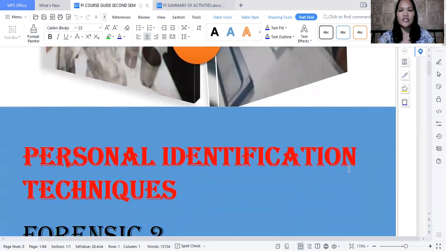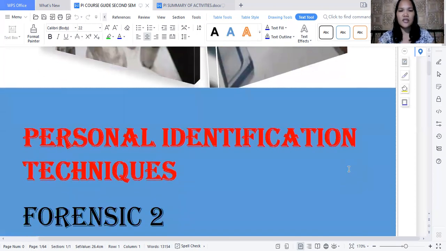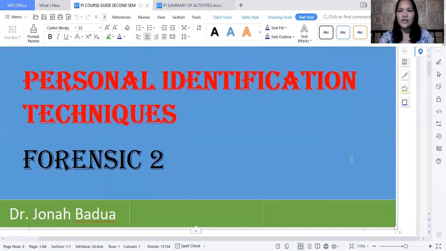We all know that this subject or course is known as personal identification techniques, and it is forensic too. Yours truly is your professor for this class, Dr. Jonna B. Badwa. I have been teaching this for many years and I have already published books, up to a third edition, I think.